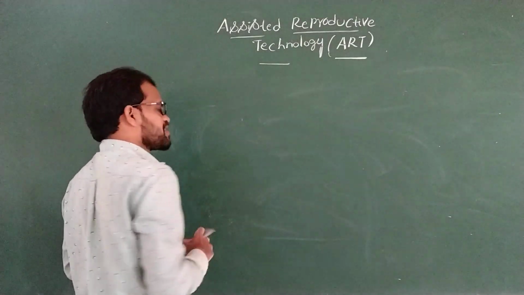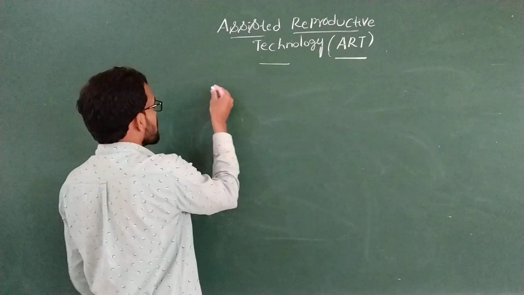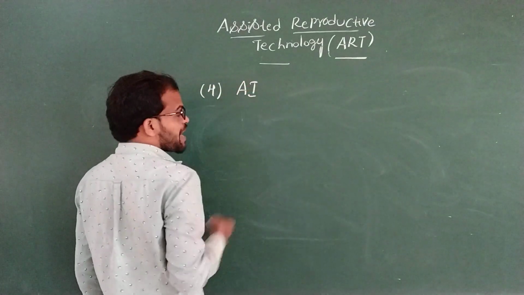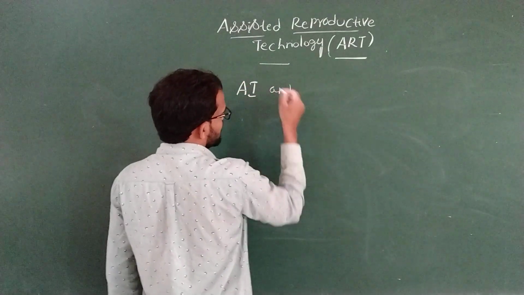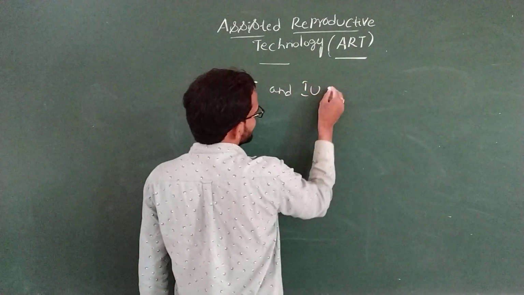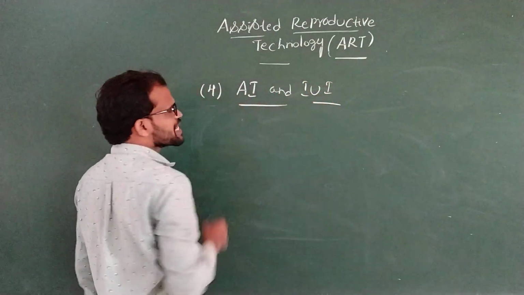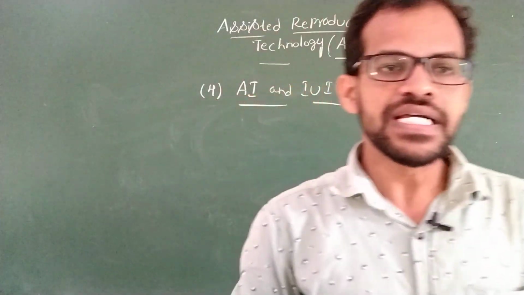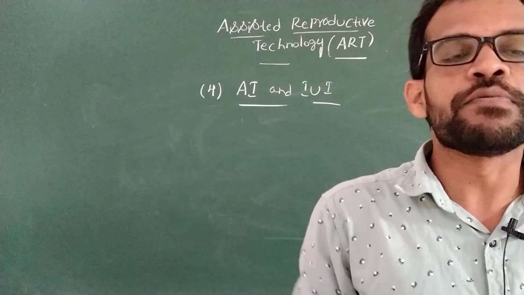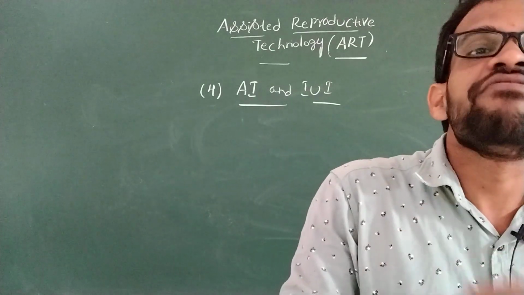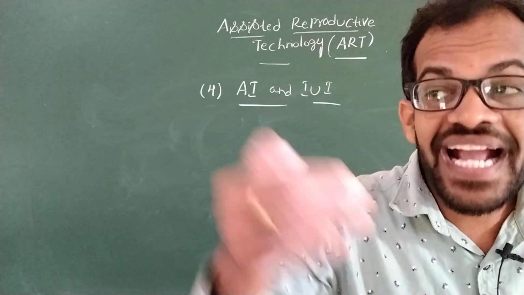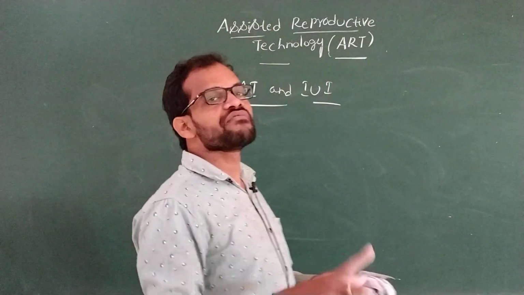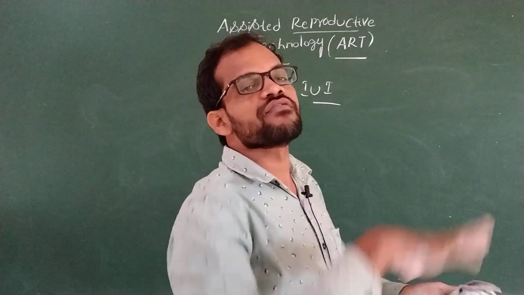Okay, what is the other technique they follow nowadays? That is known as artificial insemination and intrauterine insemination. What is the meaning of artificial insemination? If the problem is the husband, the husband does not produce any sperm cells, so artificially the sperm cells are collected from a donor. The sperm cells are inserted into the vagina or uterus of the female.